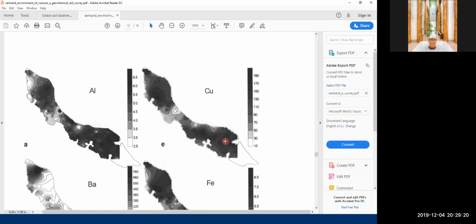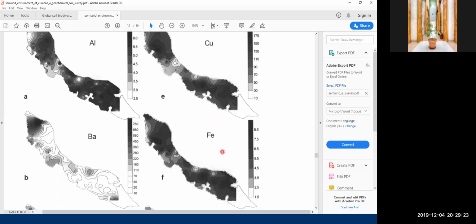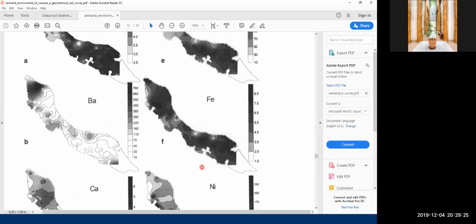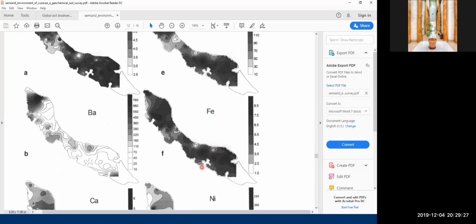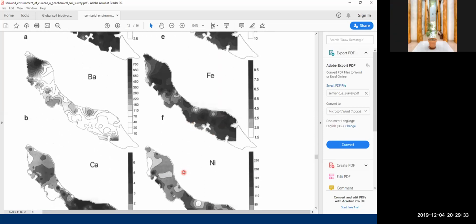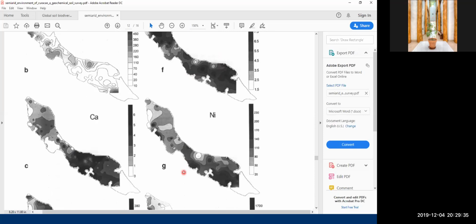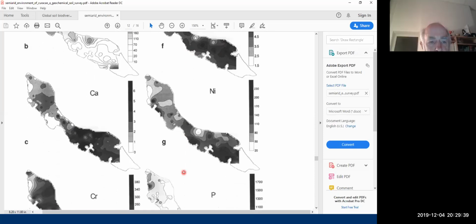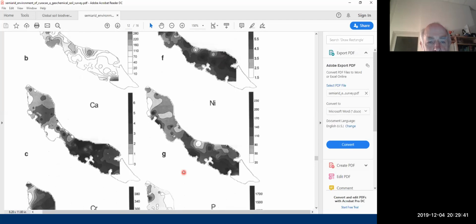Well, look at the iron. You go to the iron. The iron follows a similar pattern as the copper. Definitely. So that could be something. What about the other ones? Nickel a little bit. Yeah, not so much. Calcium's almost opposite. I mean, there's kind of no trend here, but that low area, that area.